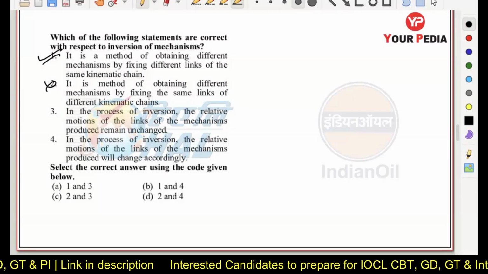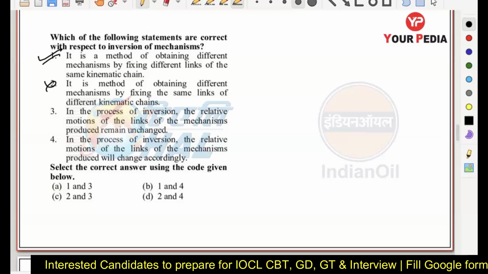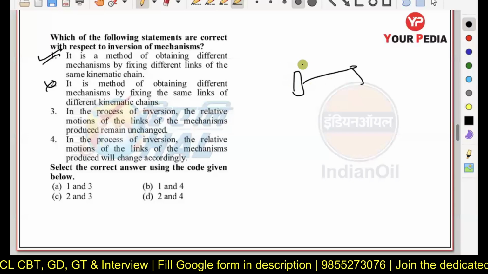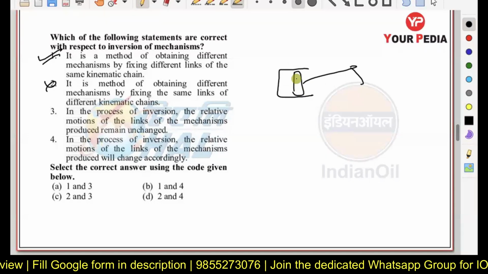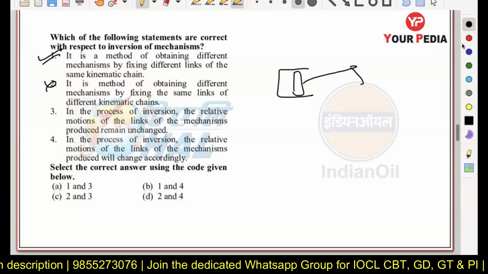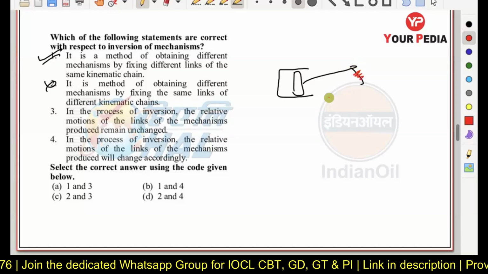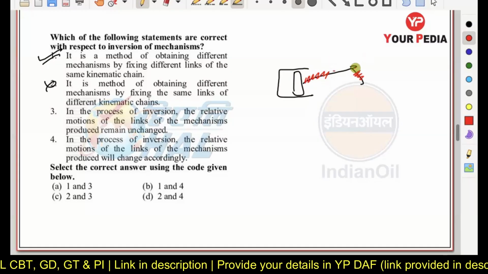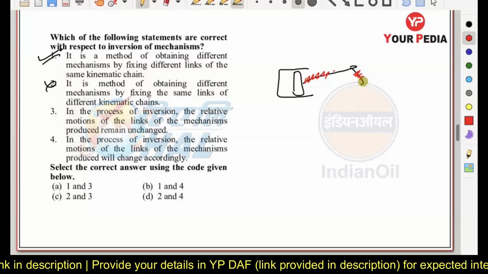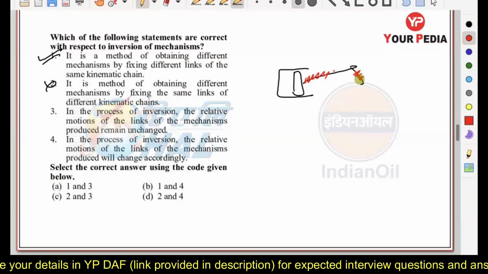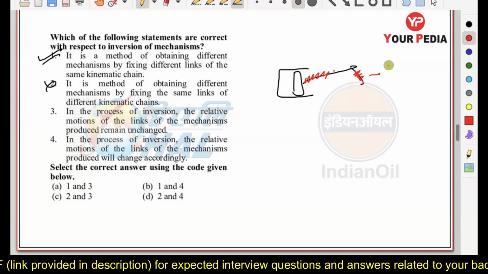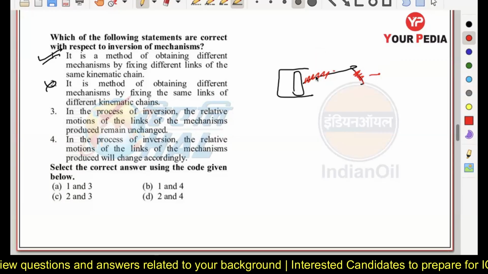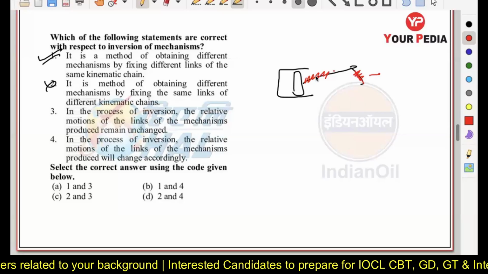but the absolute motion may get changed here. For example, in the case of a single slider crank chain mechanism only, there may be a chance you can fix the crank, there may be a chance you can fix the connecting rod. So their absolute motions are changing here. First, when you are fixing the crank, the crank velocity will become zero. And whenever you are fixing the connecting rod, the connecting rod velocity will become zero here. But their relative motions are going to remain the same.